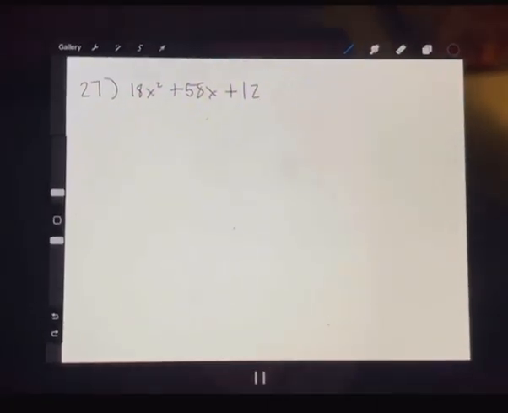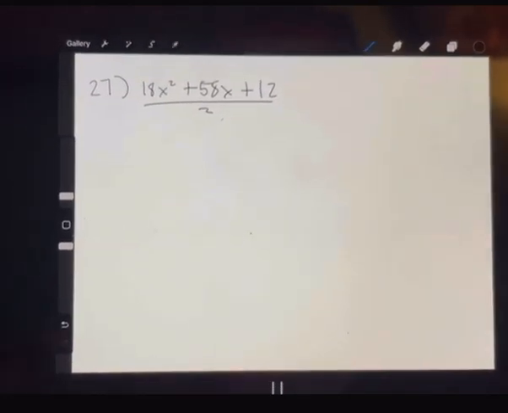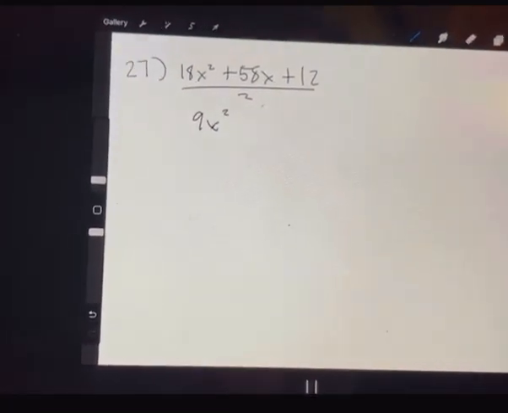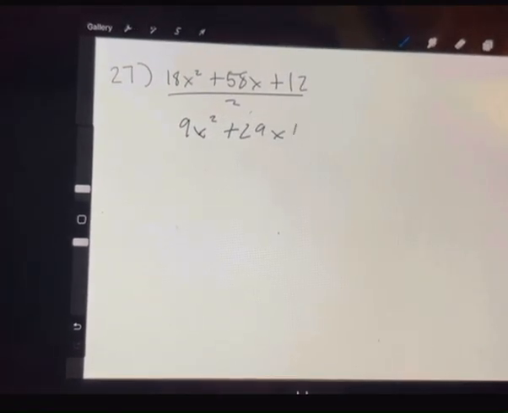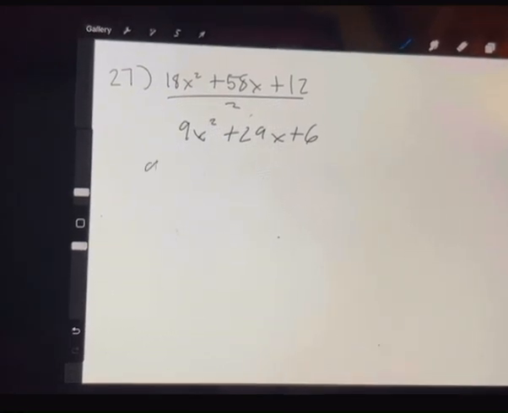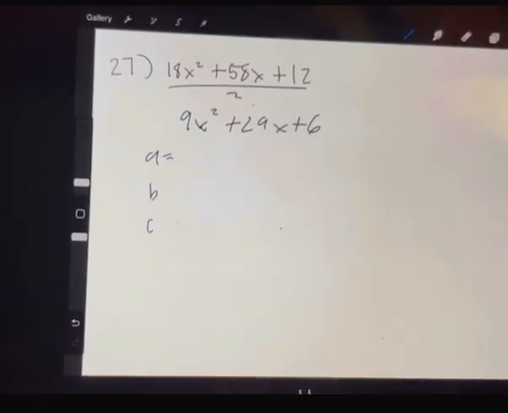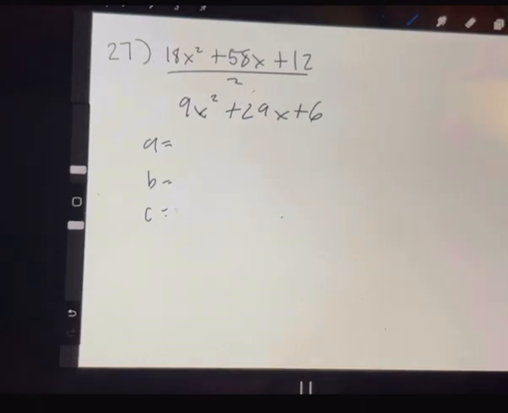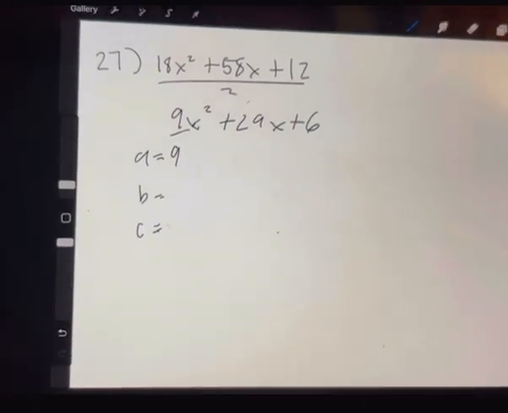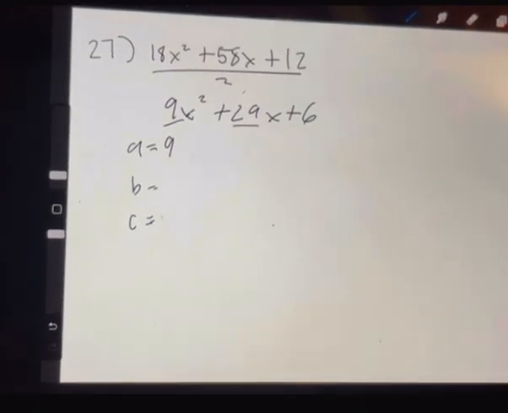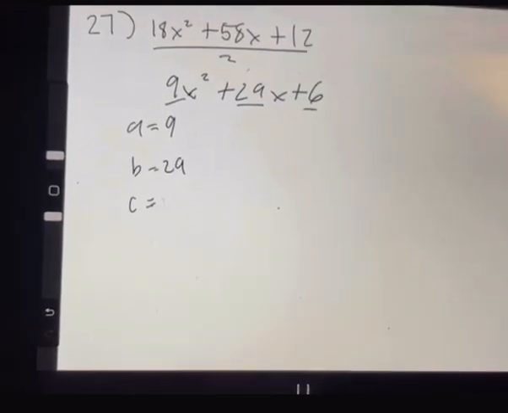At first, I noticed that in this trinomial, the numbers are pretty big and hard to work with, so I'd rather divide them into 2 and make them smaller. So it would be 9x squared plus 29x plus 6. Now we can label our A, B, and C. A being 9, B being 29, because you don't count the variable, and C being 6.